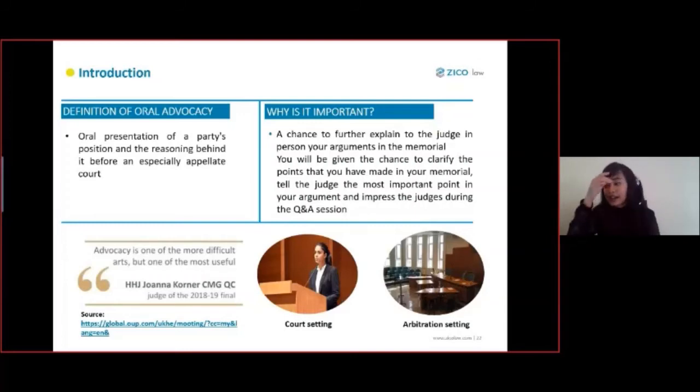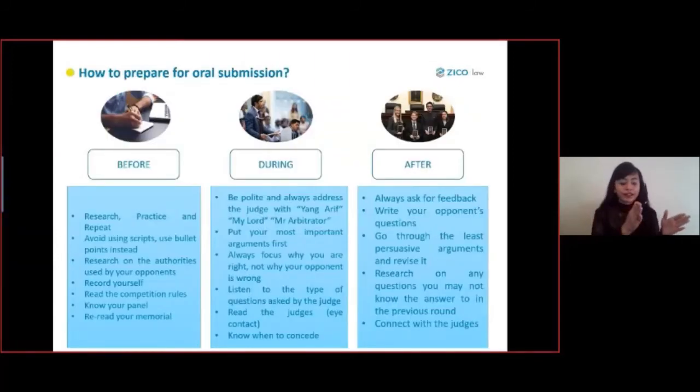So next is how to prepare for oral submission. I've divided this into 3 stages: before, during, and after. And why I put after is because your oral skills should not be honed by just one session. So you can always improve more on your oral skills after every session. So let's just go to the points one by one.